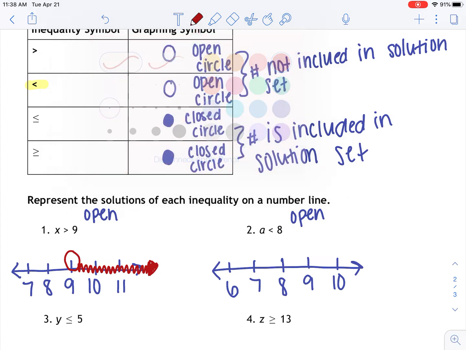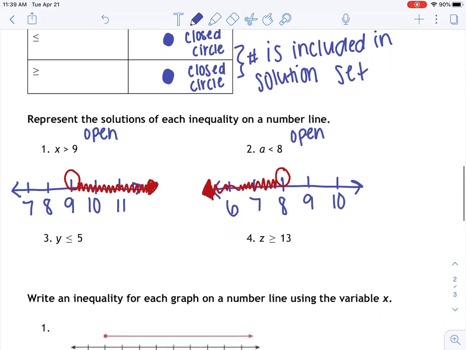If my symbol is less than, that means I'm going to have an open circle on 8. And now I want to show all of the solutions that would be less than 8. So I'm going to draw my line going this direction with my arrow to show that A could be any of those numbers to the left of 8 because they are smaller than 8, or less than 8. Okay, hopefully this is making some sense.